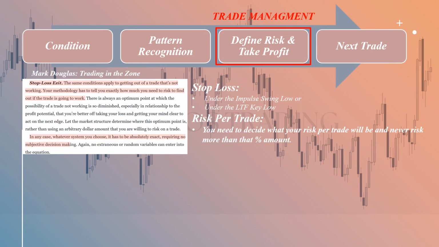With this, we conclude the pattern recognition stage. That means that after our condition is present on the higher time frame, we can start hunting for our pattern on any time frame of our choosing. The second we spot the pattern, we proceed to the execution stage of taking the trade. We decide where we'll put our limit orders to enter the trade. Even more importantly, after we spot our pattern, we now know where our stop loss will be. I always put my stop loss under the impulse swing low or under the lower time frame key low.